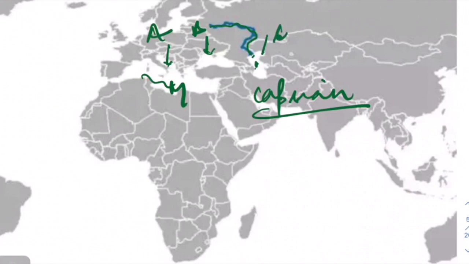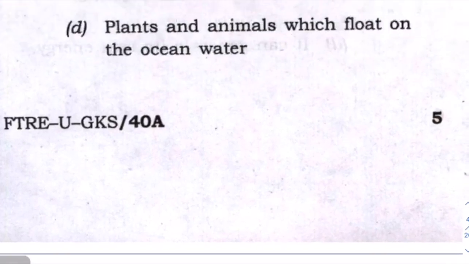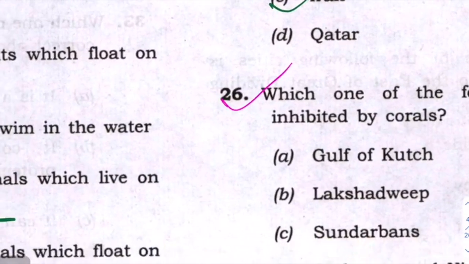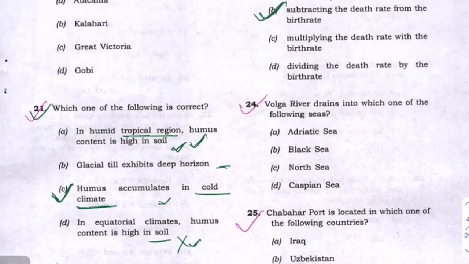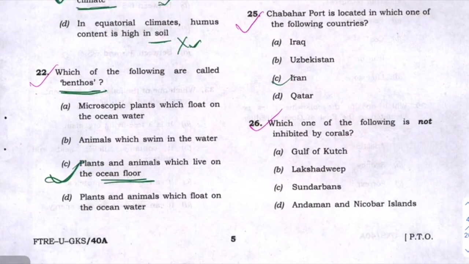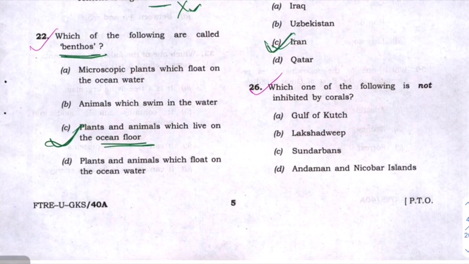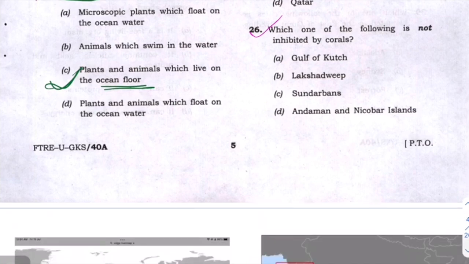I'm giving you a mnemonic, which is ABC: Adriatic, Black Sea, and Caspian Sea. So this is how you can remember. The westernmost is the Adriatic Sea, in the middle is the Black Sea, and the easternmost is the Caspian Sea. So the Caspian Sea should be the answer. Chabahar port is in Iran, so you do not have to think much over it. This is already in current affairs, so you should know this question.